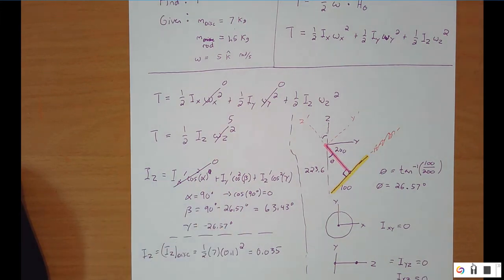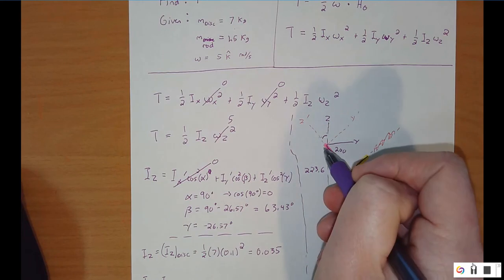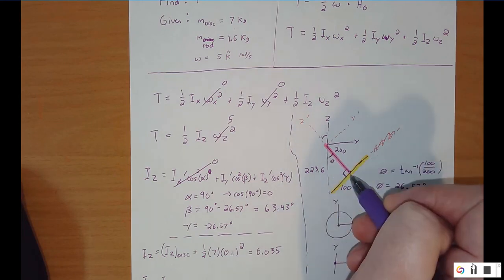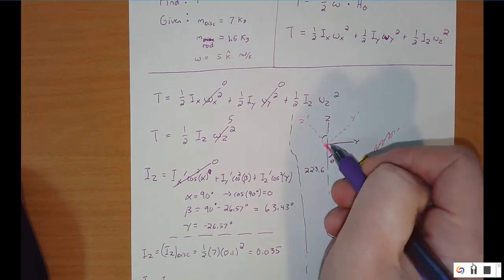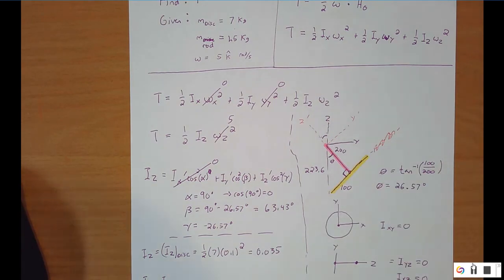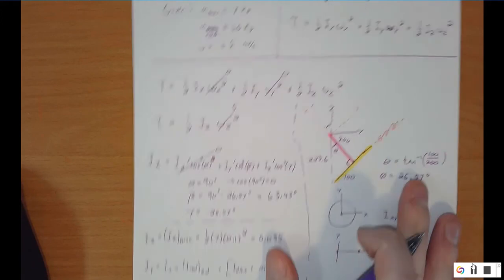For IY, which also happens to be IX, by the way, we don't need IX, we're going to do the about the endpoint for the rod, and then we're going to do the disk about its center and then move it. So we're going to use parallel axis on that. So we're going to get I rod about its endpoint plus I disk plus mass distance squared. So parallel axis theorem.